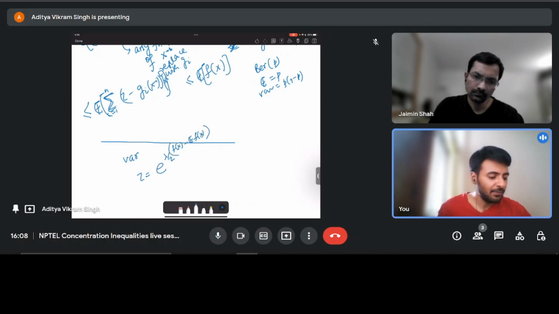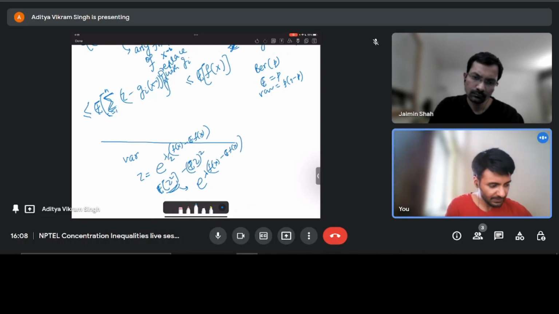Then when you compute the variance, what happens? It's the expectation of Z squared minus the square of the expectation of Z. When you take the expectation of Z squared, you get the usual e^(lambda f(X)) minus something. This is just the expectation of that, so this is the moment generating function.